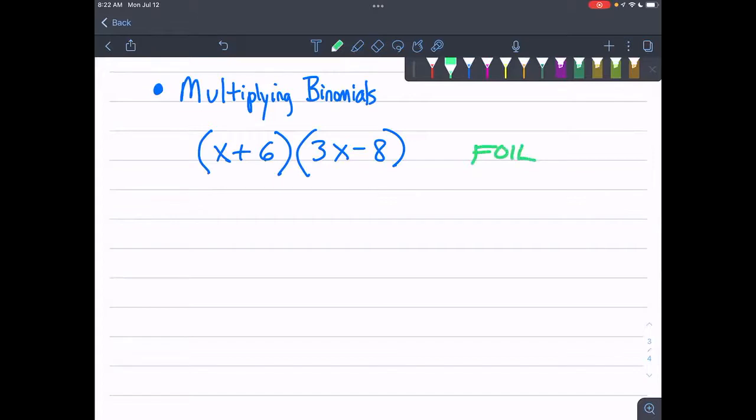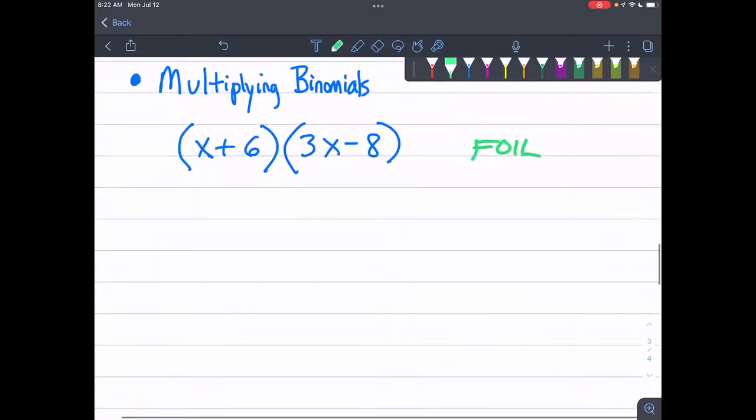A lot of times this is referred to as FOIL. I'm not going to explain that so much, but the F part means first times first. Basically what you're going to do is distribute the x to both of the terms in the second polynomial. So x times 3x, also x times negative 8. But the x times 3x, the first thing in the first polynomial times the first thing in the second polynomial, that's the F part.